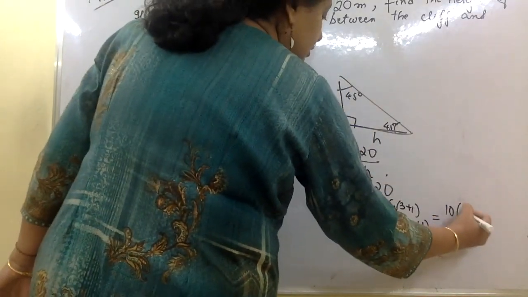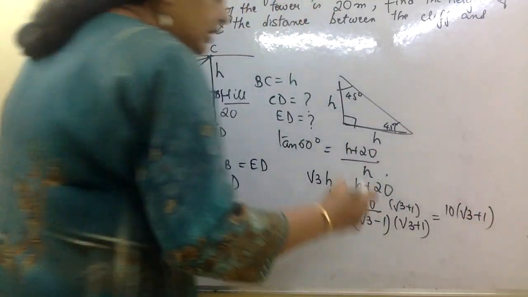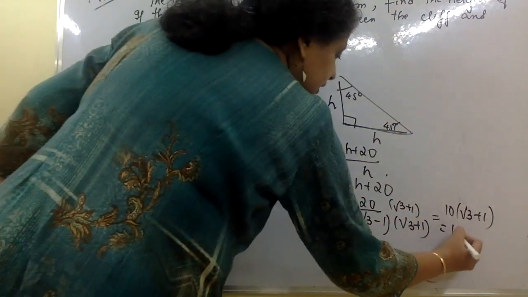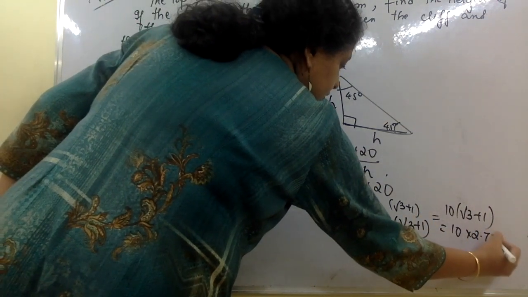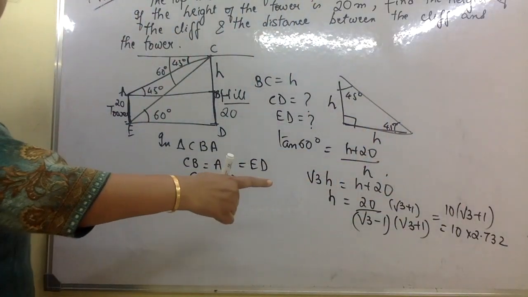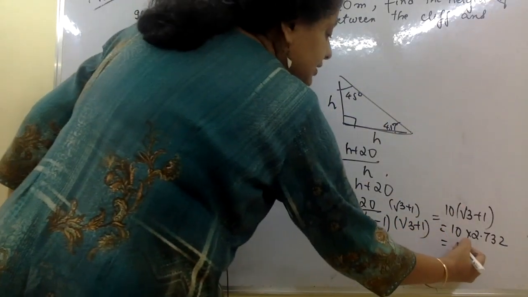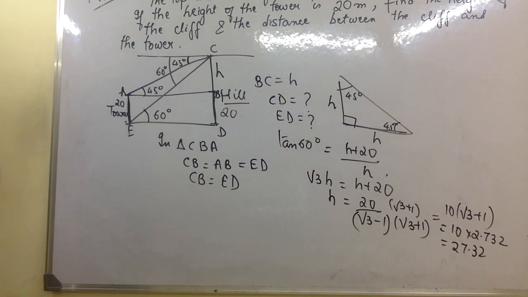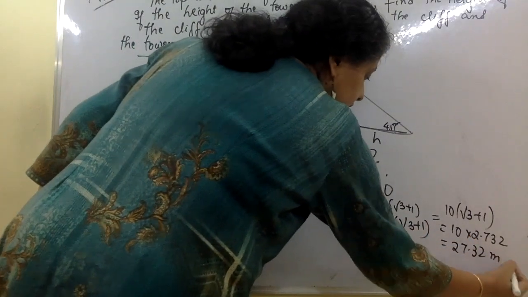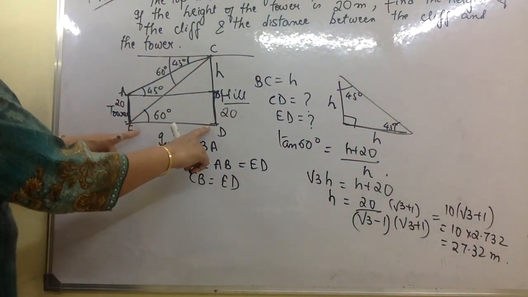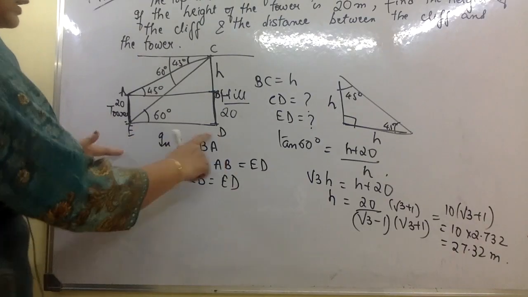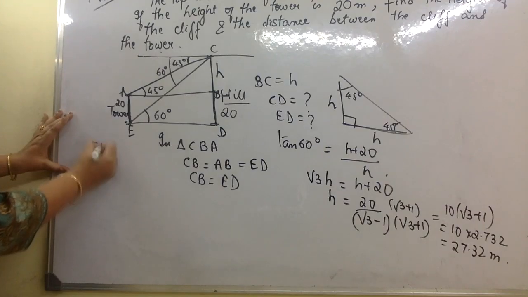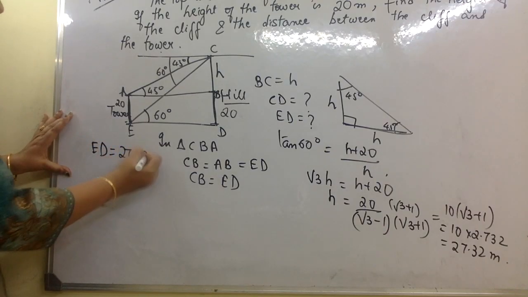So 10 into (root 3 plus 1). So that is how much? 10 into 2.732, because root 3 is 1.732 plus 1. Just shift the decimal, 27.32. Now that is 27.32 meters, this distance, because this is also equal to D. So ED, the distance between the cliff and the tower, comes to 27.32 meters.